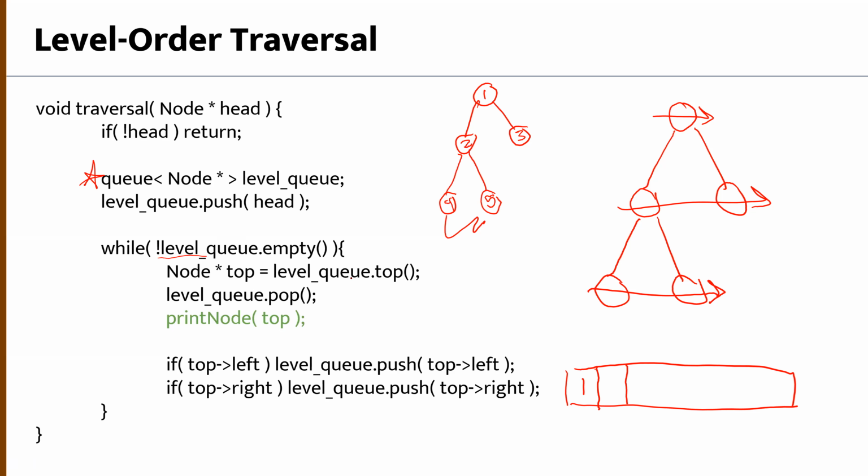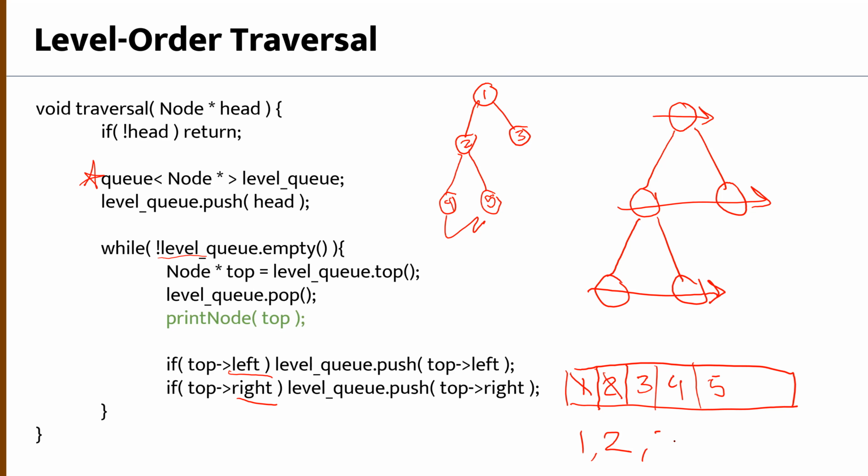And then while your queue is not empty, we'll pop the top and print the top. So what we printed is 1. And then you'll push in its left and right. So you'll push in both the 2 and the 3. And so while your queue is not empty again, you'll pop off the top and you'll print 2. And what you'll do is add the 4 and the 5 since we're adding the left and right. 4 and 5. And so we go through the loop again.